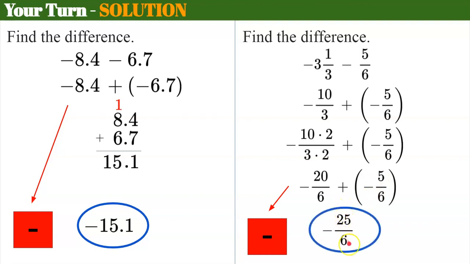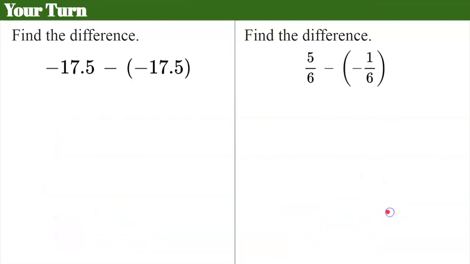So negative 25/6, and that's in simplest form because 25 is 5 times 5, and there are no factors of 5 and 6. I do not ask my students to rewrite as a mixed number. They must simplify, but you can leave it as an improper fraction, in my classroom anyway. Your turn again. I would like you to pause the video, solve, and come back to check your work.